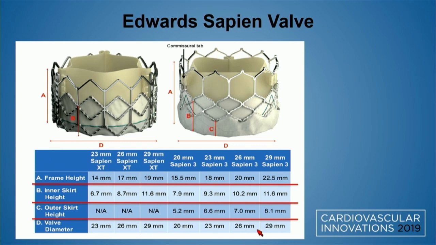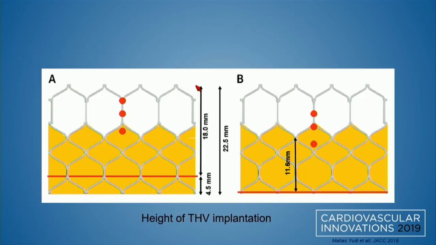And these are the valve diameters. You don't have that narrow waist like you have for the Medtronic valve, but there are these 12 cells that are much wider, and then these commissural tabs that you have to be wary about.